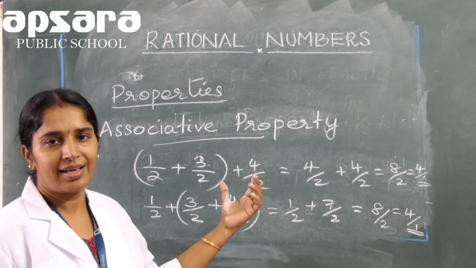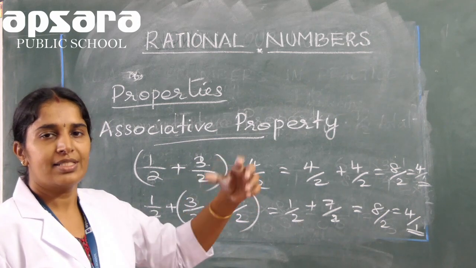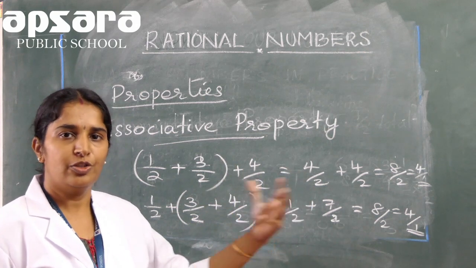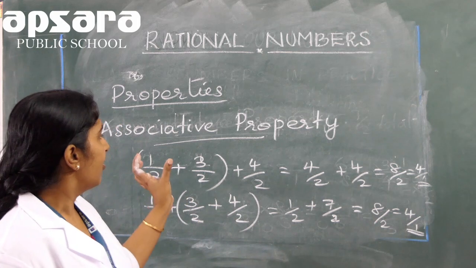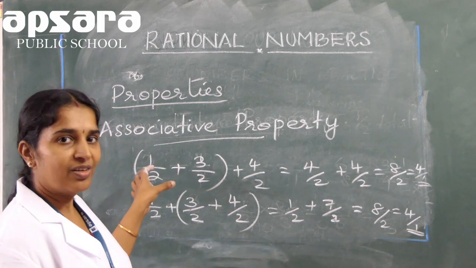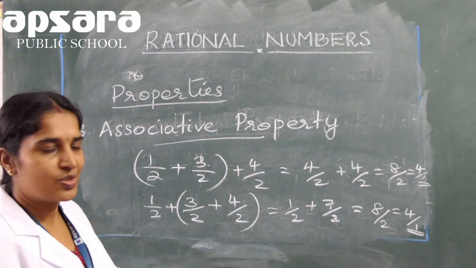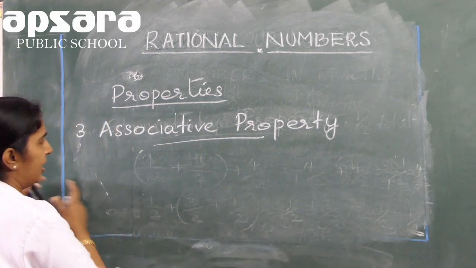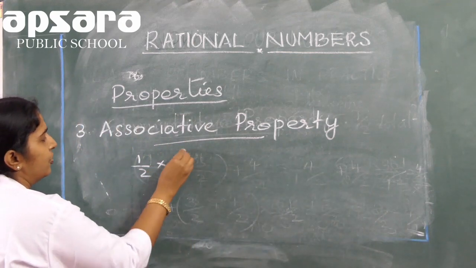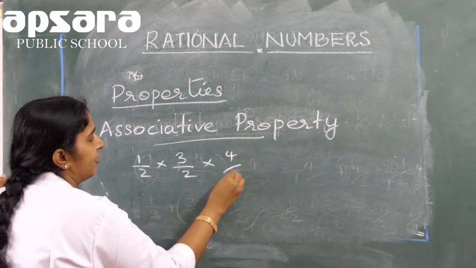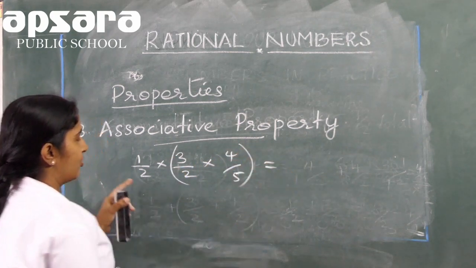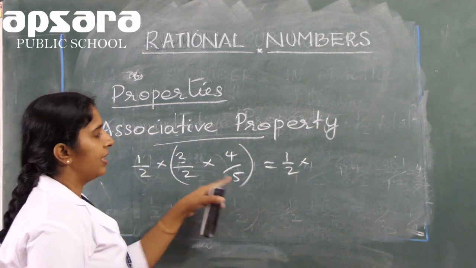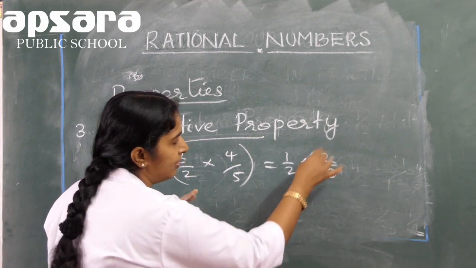Similarly, we can multiply three rational numbers in any order. If A, B, C are three rational numbers, (A into B) into C will be equal to A into (B into C). Okay? So addition of rational numbers is associative. Multiplication is also associative. I will show you the multiplication of three rational numbers. 1 by 2 into 3 by 2 into 4 by 5, which is equal to 1 by 2 into, what is 3 into 4? 12. 12 by 10. I am not simplifying here.